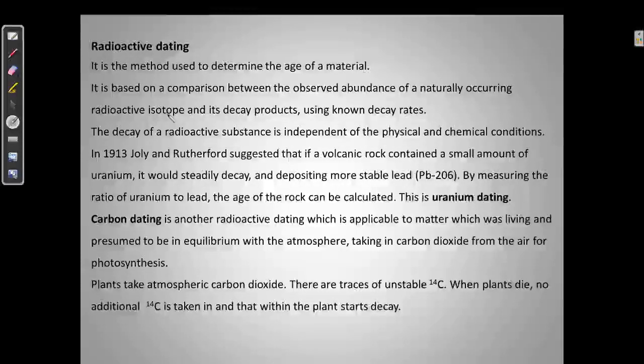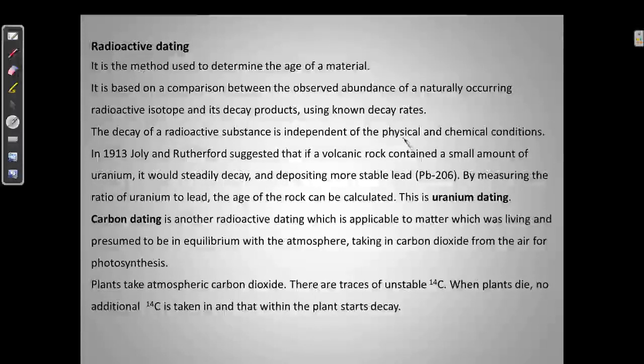So after finding the abundance of this radioactive isotope and its decay products, we can find the age of the earth or age of a stone or age of a material. Only one thing, we should know the decay rate. What is the decay rate? dN by dt. That we have to find, and very easily we can find it experimentally. The decay of a radioactive substance is independent of physical and chemical conditions. That is the main point here: decay is independent of its surroundings.